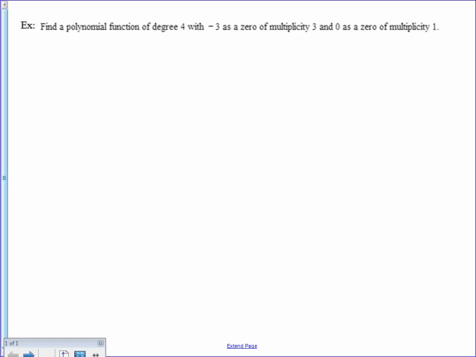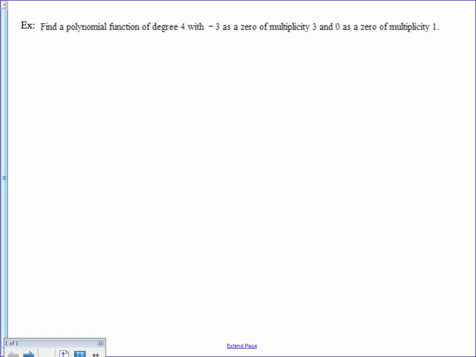Here I've been asked to find a polynomial function of degree 4 that has negative 3 as a 0 with multiplicity of 3 and 0 as a 0 of multiplicity of 1. Remember two things. Polynomial functions are terms that are either added or subtracted. Second thing, multiplicity basically tells us the power on the factor that I receive my 0 from.